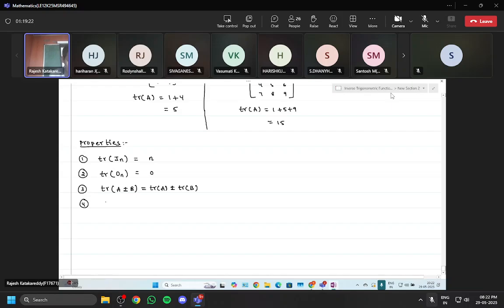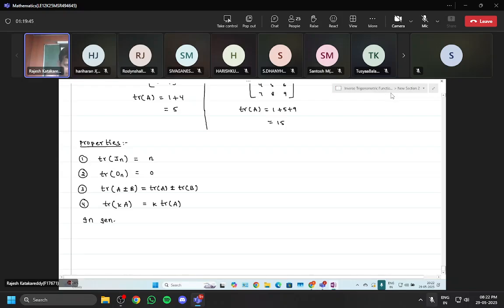I can also say trace of scalar into a matrix is equal to scalar into trace A. Scalar can be taken out, scalar won't be affected for the matrix. Clear? Understood? Right?